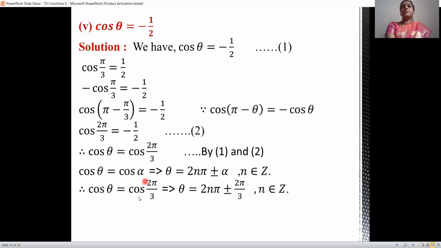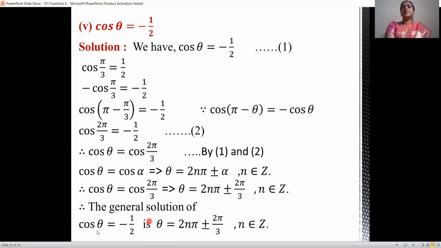Then what is this cos 2 pi by 3? See here, cos 2 pi by 3 is minus half. Keep here cos theta is equal to minus half. Then we get our original problem. It means the general solution of cos theta is equal to minus half is theta is equal to 2n pi plus minus 2 pi by 3, n belongs to Z.